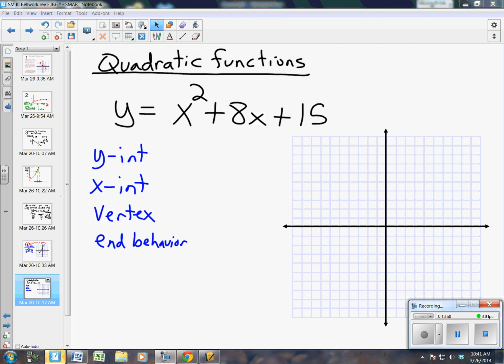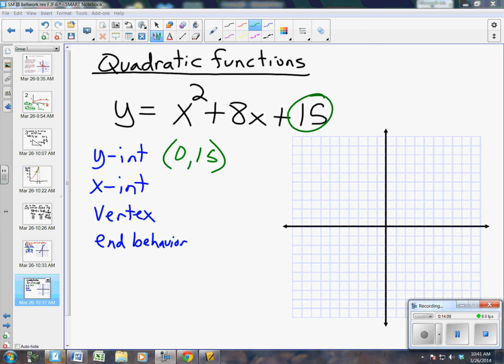Okay, so we're going to start off with the y-intercept. It's pretty easy. What is it? 15. Okay, because we put 0 in for x, we get 15. It's always going to be that number right there. So if we're counting our scale in ones, 1, 2, 3, up to 15. Okay, so 0 comma 15. There's a y-intercept.